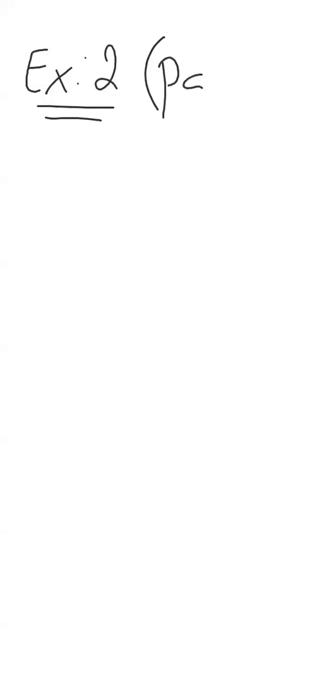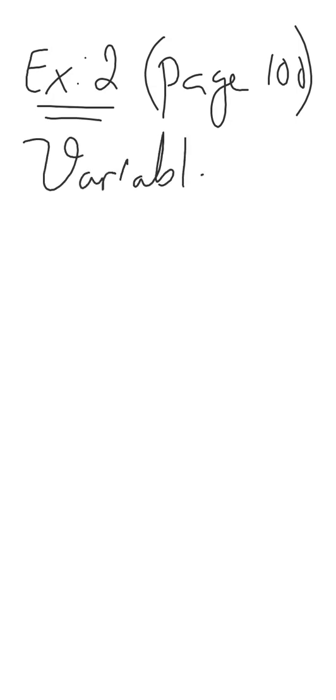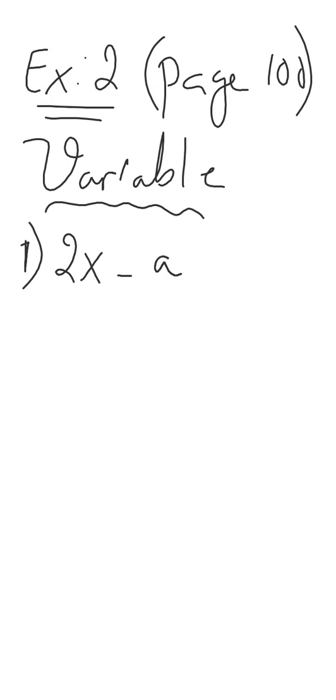Okay, I will erase. Now exercise 2 on the same page, 100. Here now the common factor is what? A variable. The first one, 2x minus ax. Now what is the common factor? Of course, it's x. x, 2 minus a.